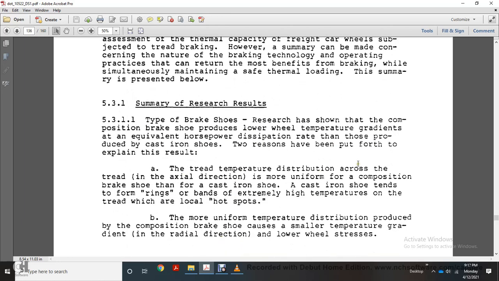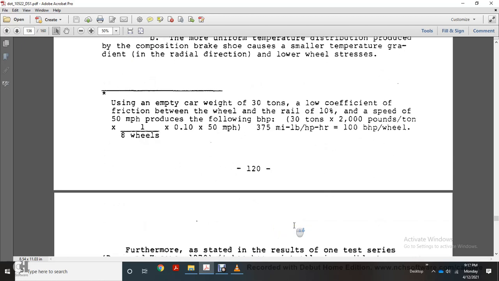The tread temperature distribution across the tread in the axle direction is the most uniform with the composition brake shoe. The cast iron shoe tends to form rings or bands of extremely high temperature on the treads, which are local hotspots. The more uniform temperature distribution produced by the composition brake shoe gives a smaller temperature gradient in the radial direction, along with lower wheel stresses.